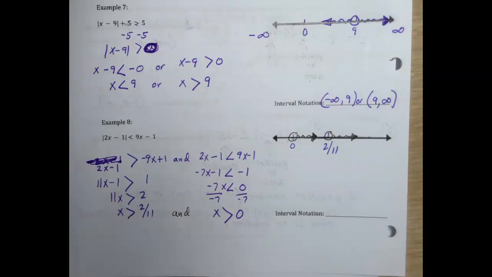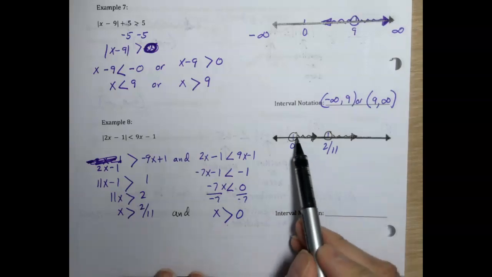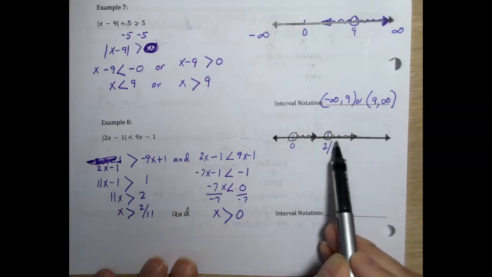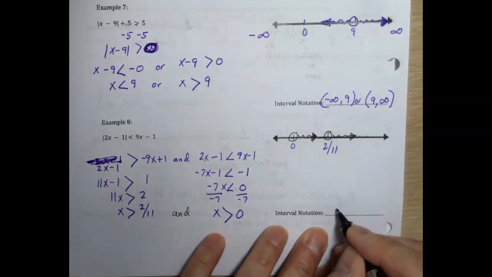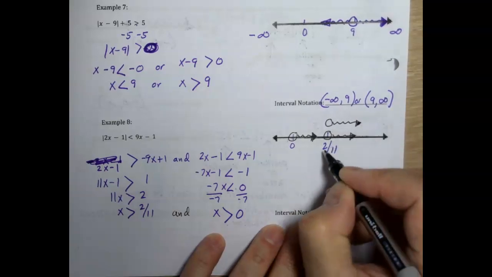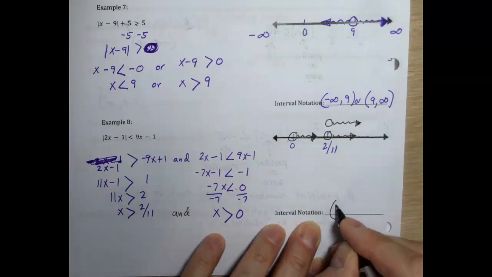Usually they share the same region. Okay, so notice this one here, they don't share these points down here. They share really only a certain range of points. So we're going to take the solution to be x greater than 2 11ths, and then your interval notation would be 2 11ths to infinity.